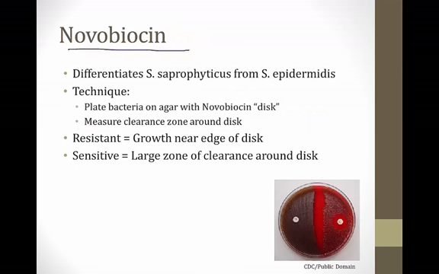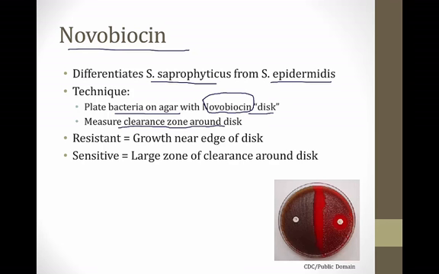Next test is the novobiocin sensitivity test, and this differentiates Staph saprophyticus from Staph epidermidis. And the way you do any antibiotic sensitivity test for bacteria is you plate the bacteria on agar with a disc of the antibiotic present. In this case, it's a disc of novobiocin. And then you look for clearance around the disc.